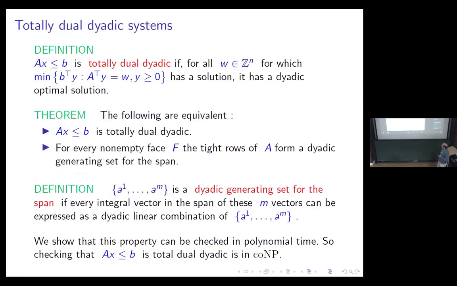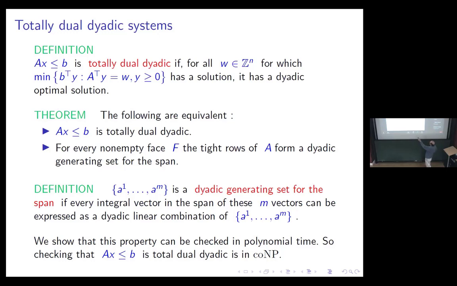So now, one question that is very interesting to us is, okay, what about the dual? Can we impose dyadicness in the dual solutions? So we're going to say that a linear system is totally dual dyadic. Very similar to totally dual integral, but there's a small twist here.